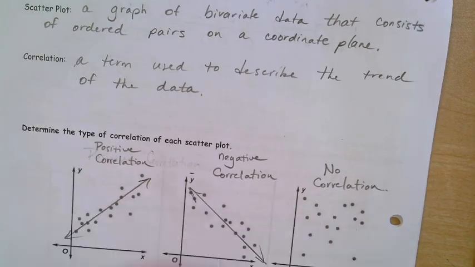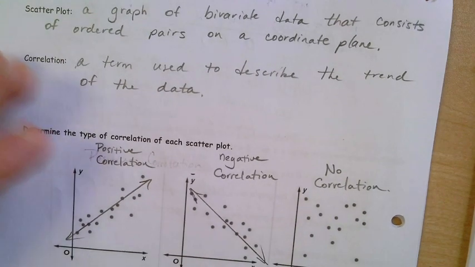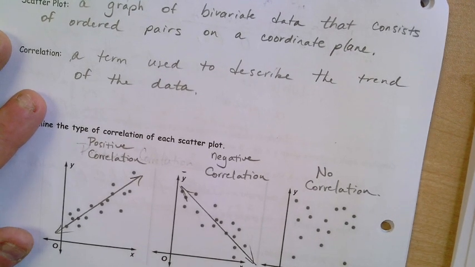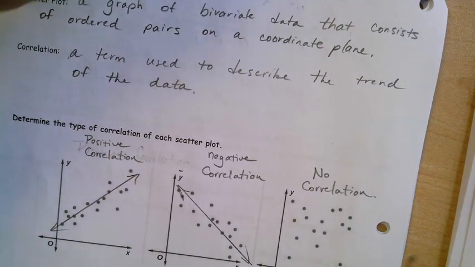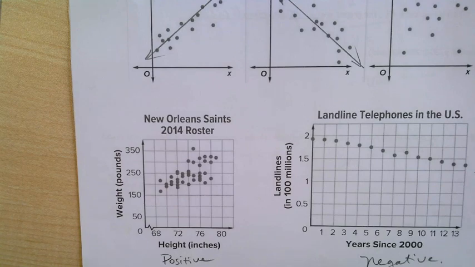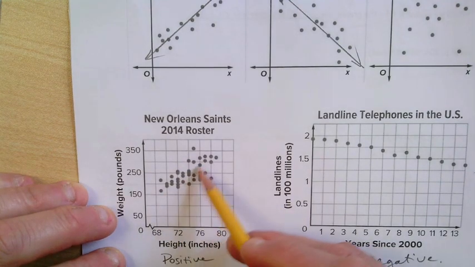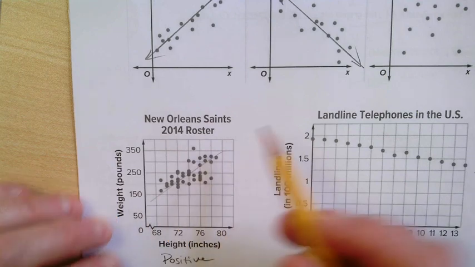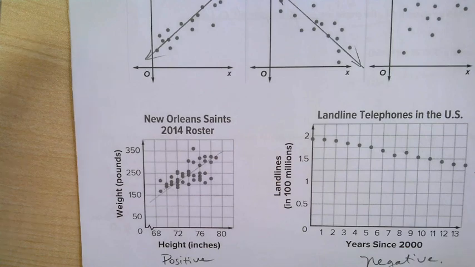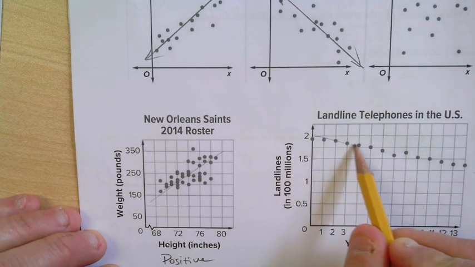Now, if all the data points are just strewn all over the page in any random order, you have no correlation, okay? And so I think this first one, as far as the New Orleans Saints are concerned, has a general flow in this direction right here, okay? Now, it's kind of hard because it's getting wider, and the wider it gets, the less strong the correlation is, okay? Where the landline, the reduction in landlines over time, okay?